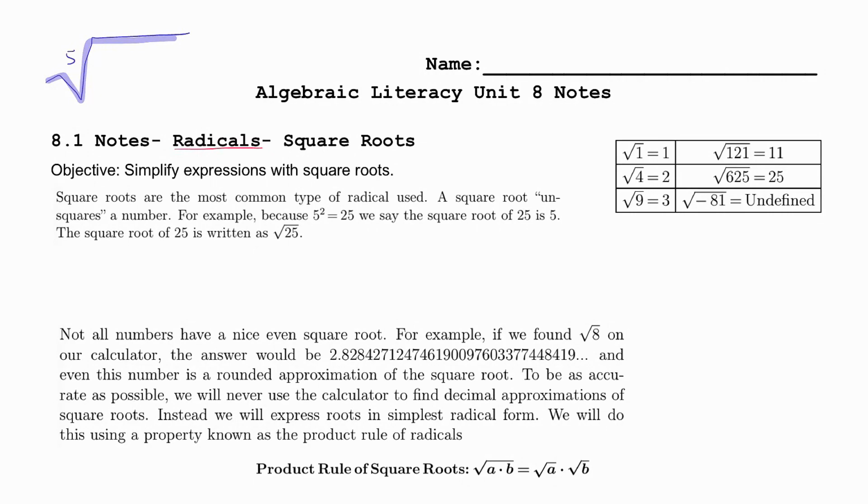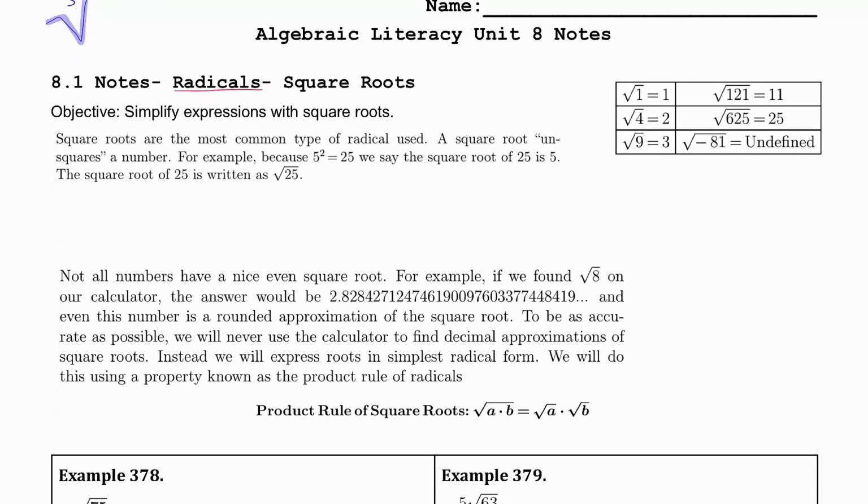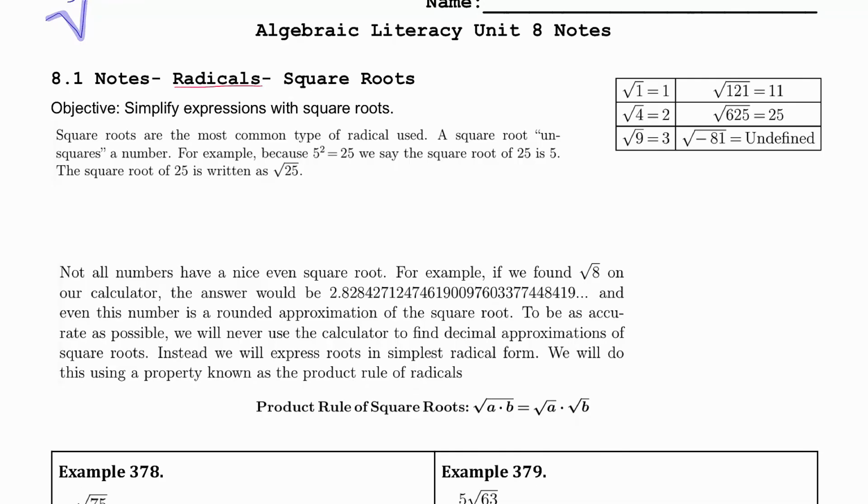So in this first section, in 8.1, we're going to be working with simplifying expressions with square roots. So first of all, just a quick review of what a square root is. If you think about your numbers, we have 1 squared, remember that means 1 times 1, that's 1. 2 squared, 2 times 2, that's 4. 3 squared, 3 times 3, that's 9. 4 squared, 4 times 4, that's 16, and so on.